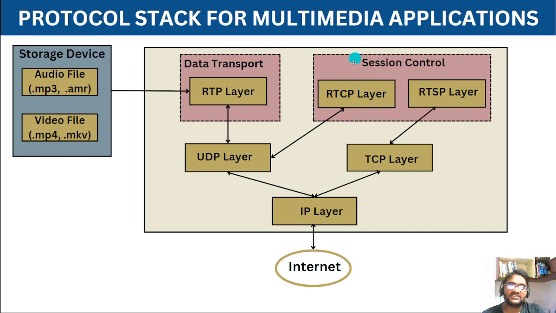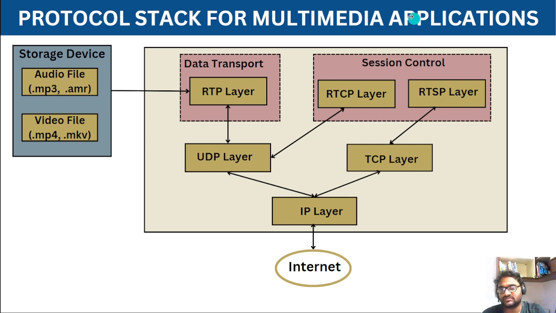And RTCP is also a protocol. This is for session control. In other words, it will collect some statistics of this particular stream, like whether the bandwidth is good or whether the network is good or not. So like all other monitoring kind of stuff, this protocol takes care of it. And RTSP is a kind of control protocol where you can pause the stream, stop the stream, or play the stream. So it is like a control.